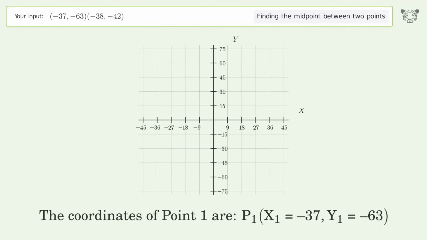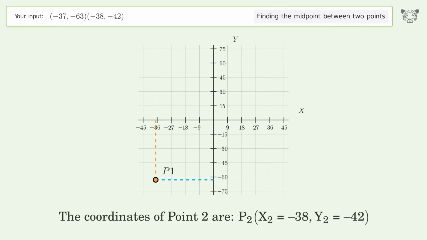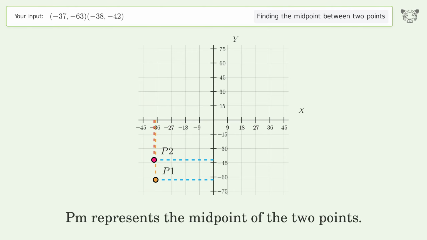The coordinates of point 1 are, x1 equals -37, y1 equals -63. The coordinates of point 2 are, x2 equals -38, y2 equals -42. PM represents the midpoint of the 2 points.